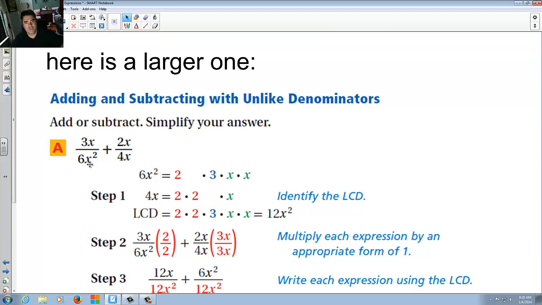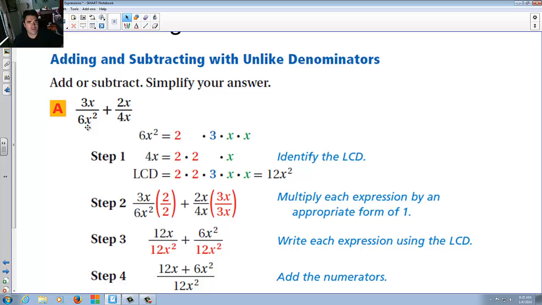Again, 3x over 6x squared plus 2x over 4x. We have to make 6x squared and 4x into the least common multiple, the least common denominator. So what we're going to do is line them up again. 6x squared is 2, 3, x, x. 4x is 2, 2, x. Line them up: 2, 2, 3, x, x. Combine them, 12x squared. So we have to make both into 12x squared.